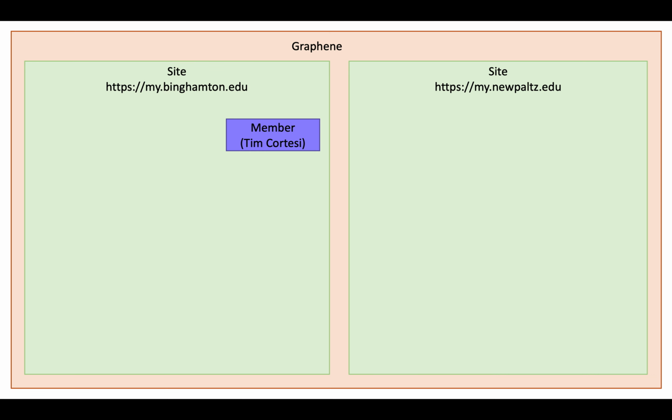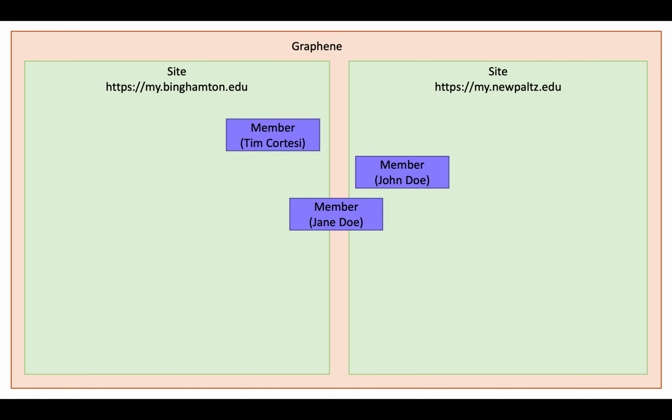But I do want to point out that it is actually totally possible with Graphene to set up multiple concurrent sites under a single instance of the application. So you don't necessarily have to stand up multiple copies of Graphene to hold multiple different sites if you don't want to. Now, I'm not saying that that's the only way to do it, or even the best way to do it, but it is totally possible.